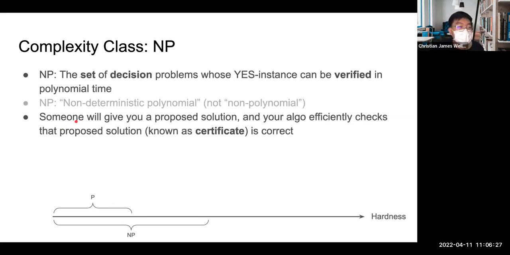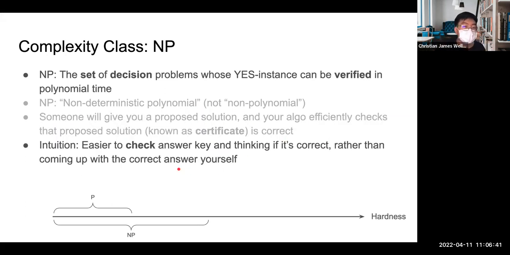But again, the intuition here is that someone will give you a proposed solution, and you want an algorithm that efficiently checks that proposed solution, which we also call a certificate, is correct or not. Okay, so the intuition here is that, like when you do your past year papers, right? When you check your answer key, you verify, is the answer key correct or not? That's easier than coming up with the answer yourself during an exam. So this is really the intuition where someone gives you the answer already, then you just verify it in polynomial time. So these kinds of problems that you can verify in polynomial time are in NP.